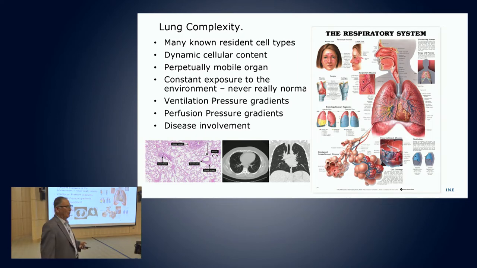It is a perpetually mobile organ. You don't think about it, but you're breathing. Your lung gets smaller and bigger. The lung has different factors that affect it. For instance, the pressures in the lung, the perfusion pressures and the ventilation are different in different regions. So you could take an alveolus that looks exactly the same. If it's in the upper lobe, it's going to have less blood in it. If it's in the lower lobe, it's going to have more blood in it, and multiple other differences. So it's really a complexity problem. This is a normal lung, and you can see that it's relatively variable.